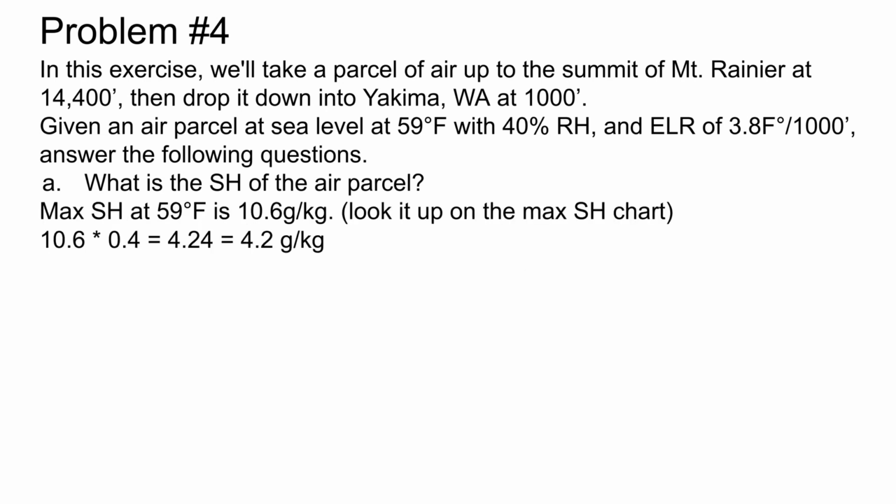For starters, what is the specific humidity of the air parcel? We look it up on the max specific humidity chart. Given a temperature of 59 degrees, the maximum specific humidity is 10.6. We have 40% relative humidity, so the actual specific humidity is going to be 40% of the maximum. 10.6 times 0.4 is 4.24. That's grams of water per kilogram of air. Since it's a specific humidity, we round it to one decimal place, 4.2 grams. So the initial specific humidity of the air parcel is 4.2 grams per kilogram.